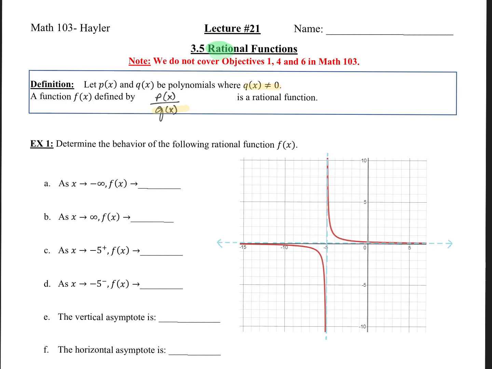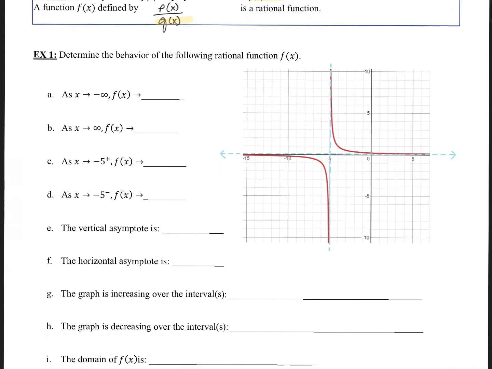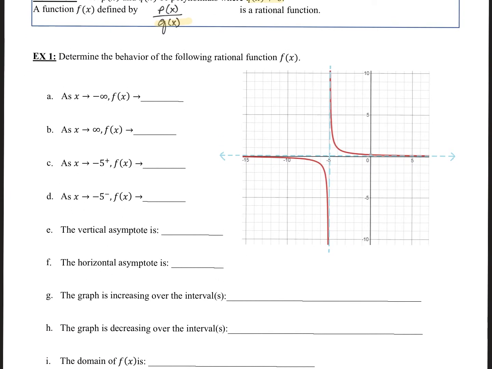For example 1, we're going to determine the behavior of the following rational function. If you took the equation for a rational function, so any sort of fraction of polynomials, for example, maybe x over x plus 1, and graphed this, you'd end up with something similar to the graph I have right here. See the red? That is what a rational function might end up looking like. There are lots of different versions, but this is a generic example.